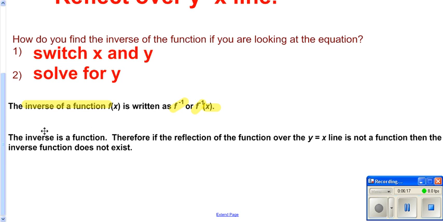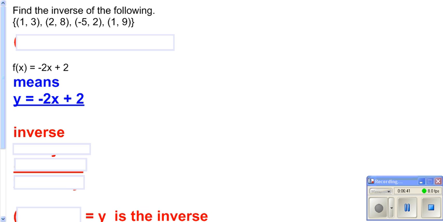Now, your inverse is not always a function. If when you do your reflection over your y equals x line, it does not end up being a function, your inverse does not exist. So you need to make sure that when you do your reflection, it ends up being a function. If it ends up being a function when you do your reflection, you actually have an inverse. If you don't, the original problem does not have an inverse.